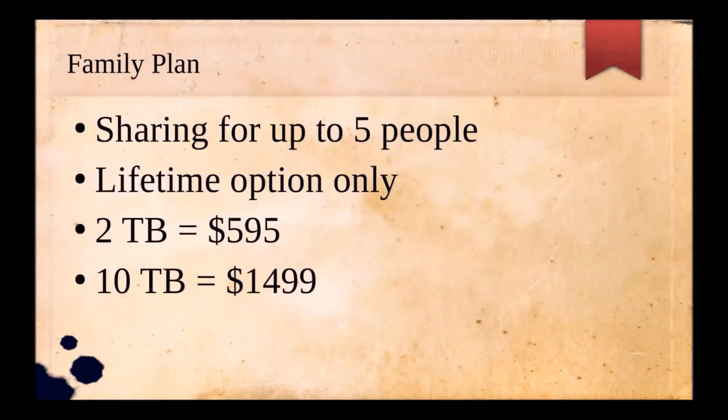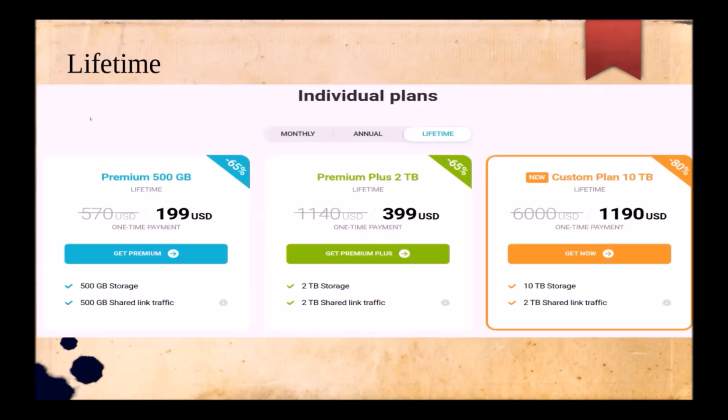In the family plan, you can share this account up to 5 people, the creator and 4 others. It is only in the lifetime option because it's for a family, and somebody in the family is going to live longer than the others. And the price for that is $595 for 2 terabytes, or $1,500. And you do the math, divide it by 5, divide it by multiple years of what you've got.